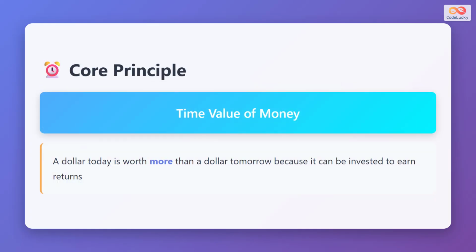The foundation of DCF analysis is the time value of money. This principle states that $1 today is worth more than $1 tomorrow. Why? Because money available today can be invested to earn returns, creating additional value over time. This is why we can't simply add up future cash flows without adjusting them. We need to discount those future amounts to reflect their true value in today's terms.